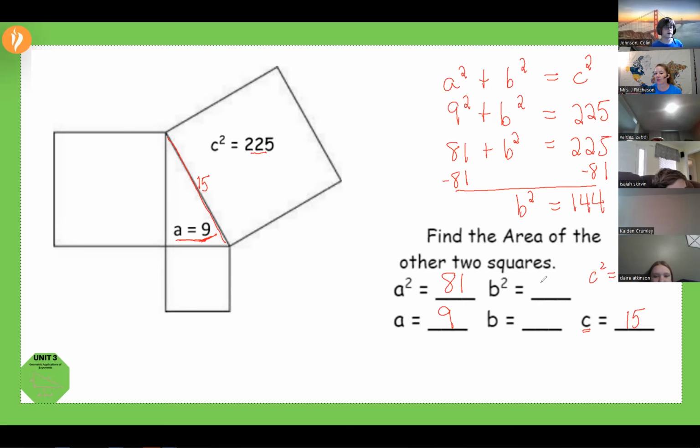B squared is 144, and the simple version is 12. That's it. Did y'all get that? Yeah? Anyone totally lost? No? Okay, so can we do another one? You guys try one. It's like you have parts of the puzzle and you've got to put the puzzle together.